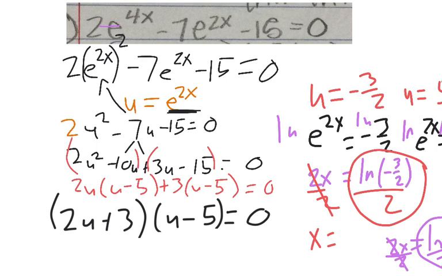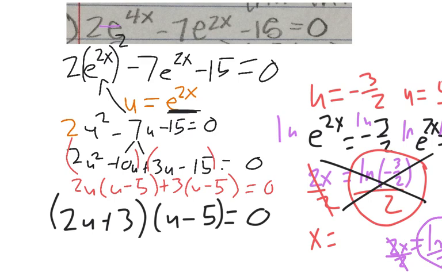Why are you shaking your head no? Log a negative number. What's the domain of a logarithmic function? Only from 0 to infinity. I can't have the argument be negative. If I do, that's out of bounds. It doesn't make sense. So while I found two solutions, one of them is called an extraneous solution. It's not really possible. So this one is not an answer. Only the natural log of 5 over 2 is the only one left standing.